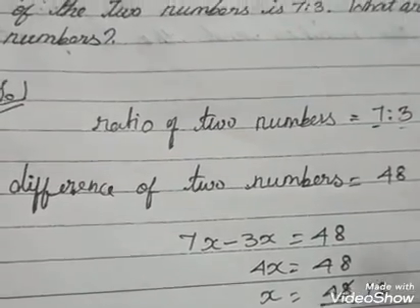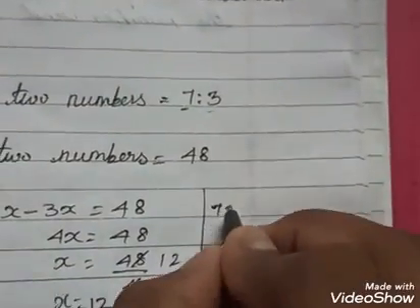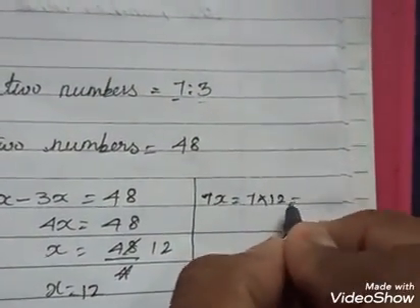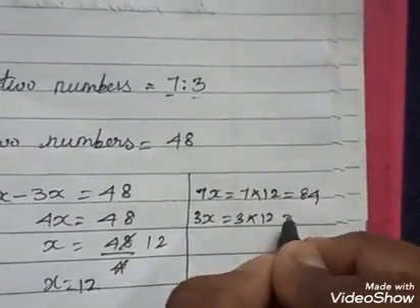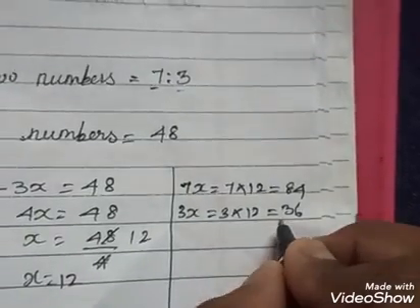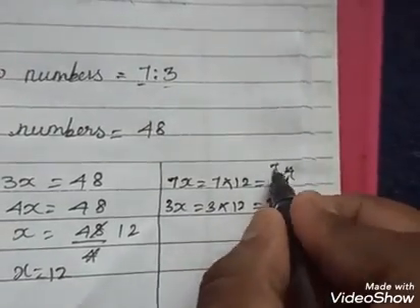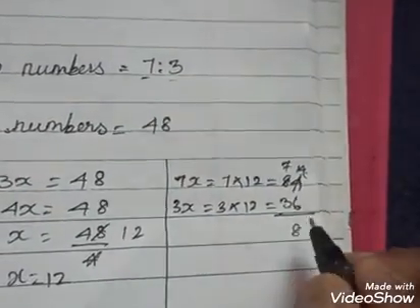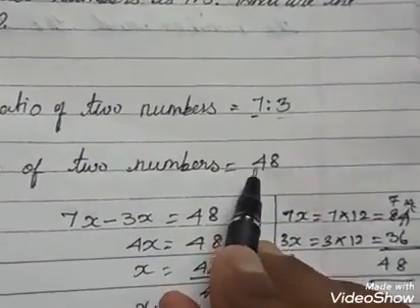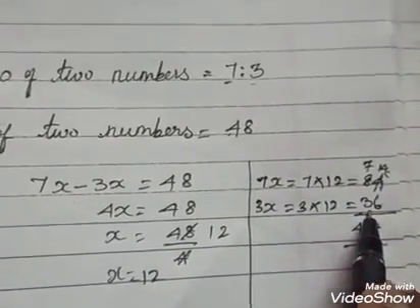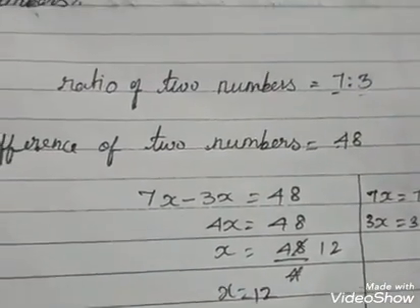So now you take what is the value of 7x and 3x. So 7x can be written as 7 into 12, you get 84, and then 3x you get 3 into 12 which is equal to 36. Now just you have to subtract these two, it becomes 84 minus 36 you get 48. So already the given difference of two numbers is 48. Therefore 84 and 36 are the two numbers.